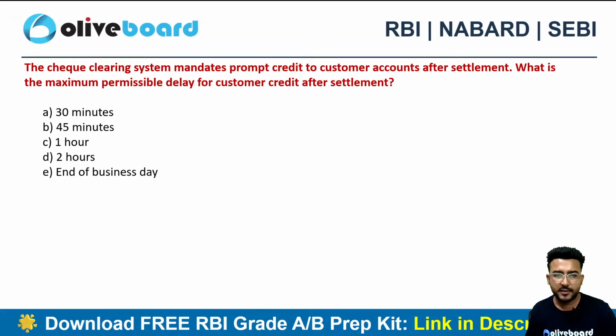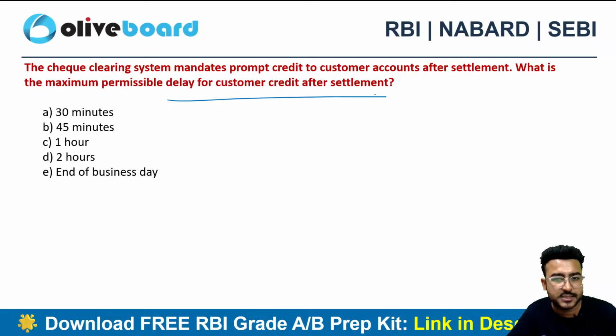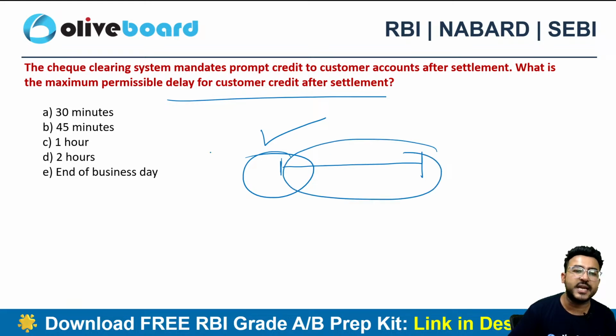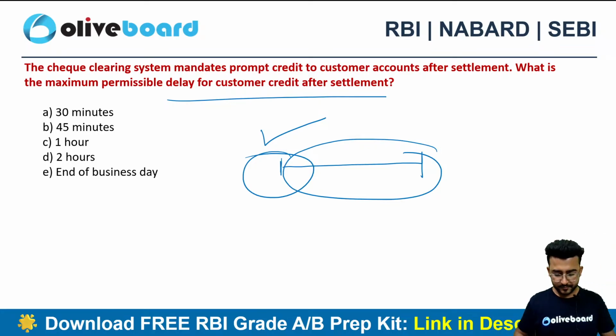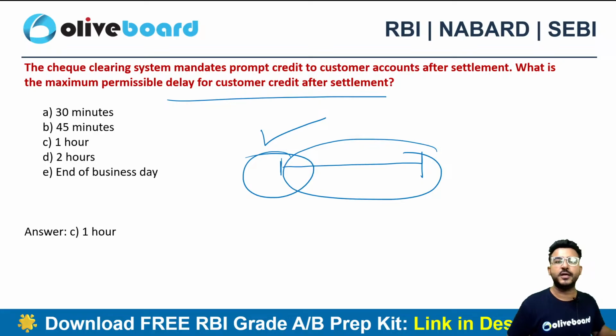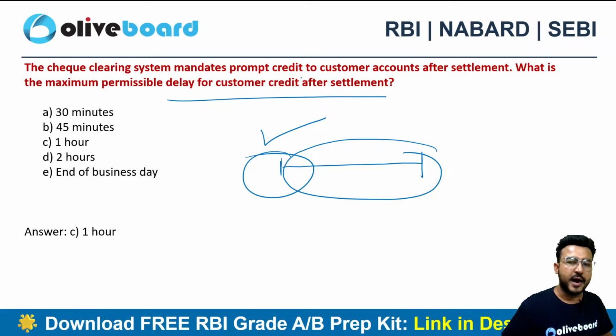That's very straight. And what about settlement? What is the maximum permissible delay for customer credit after settlement? Let's suppose the transaction is settled between both the banks. The drawee bank has given a confirmation to release the funds. So the presenting bank needs to settle this particular transaction and pay the customer within what time limit? Option E is not the correct choice here. Within 1 hour you need to do the payment process after settlement.